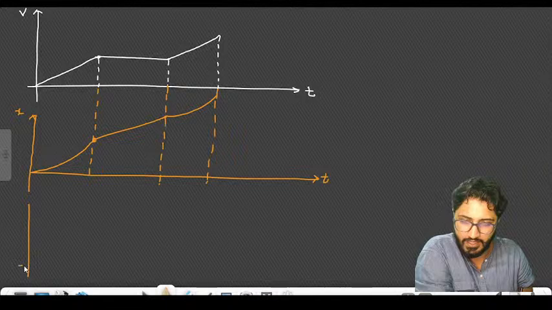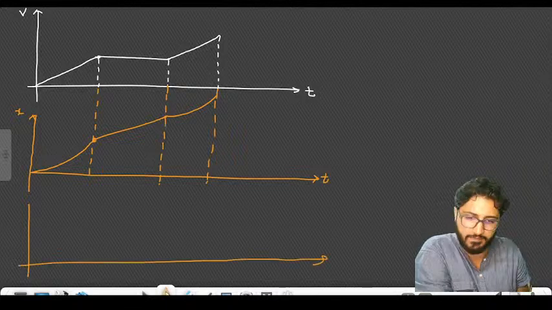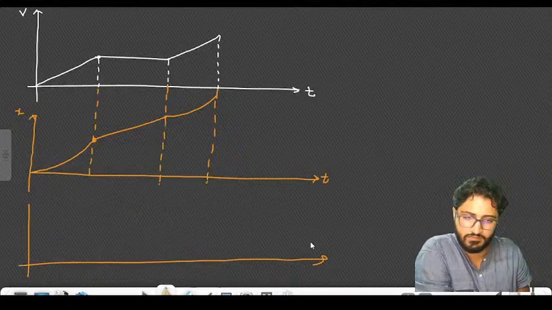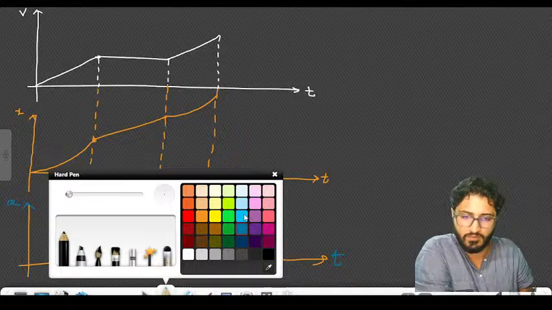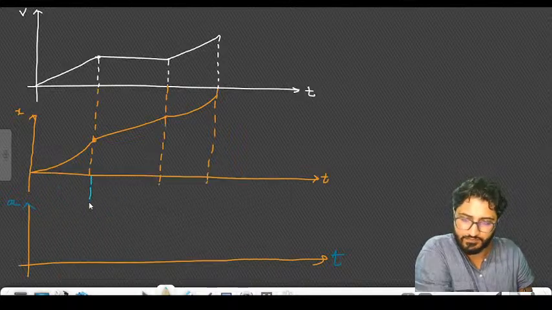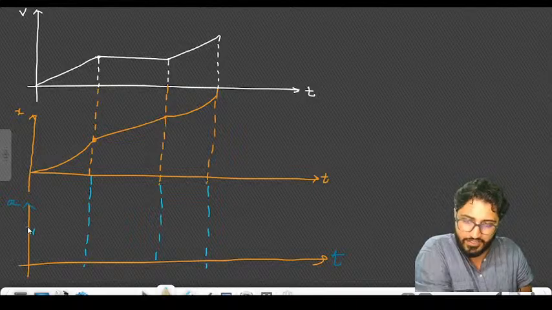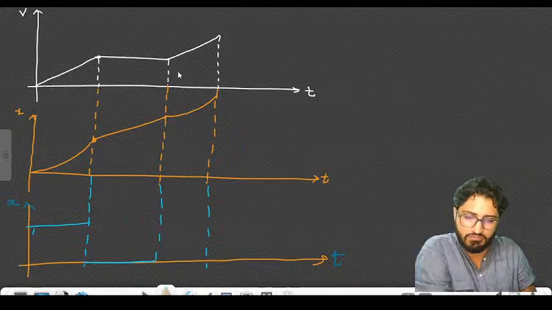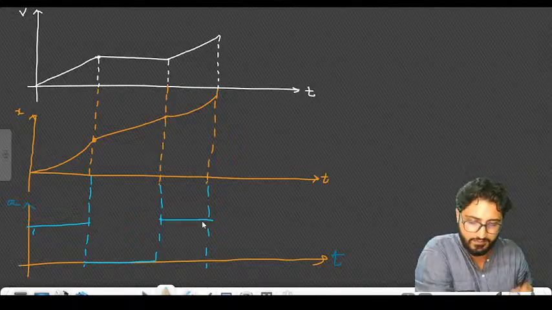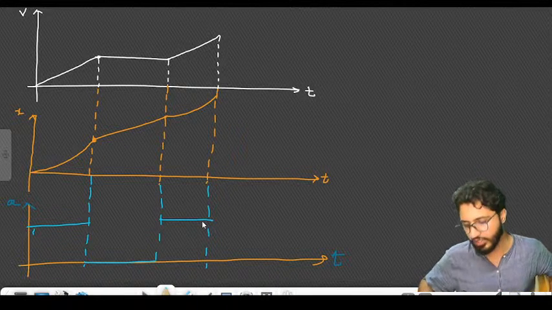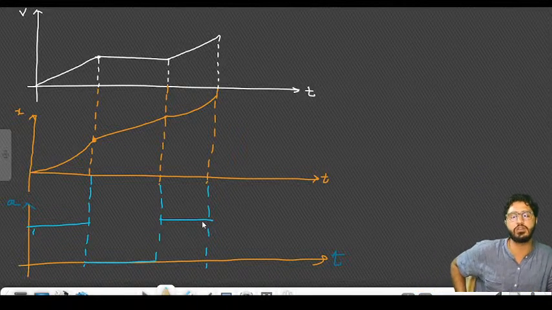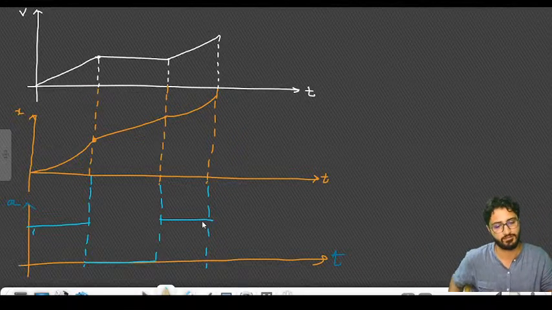Third one, the at graph. Velocity increasing, so my acceleration is constant. Velocity constant, acceleration is zero. Velocity increasing, acceleration is constant. This is how you need to change your graphs into xt, into vt, into at, and vice versa.